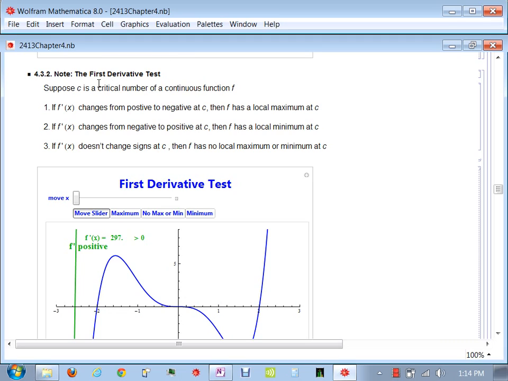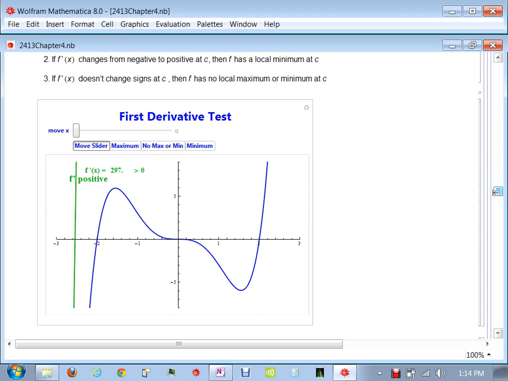So this is saying if you get some value C, like let's say 2, and you go to 2 on this function and the derivative is 0 there, or the derivative is undefined there or doesn't exist there, then there's this check you can do. If the derivative changes from positive to negative at that point, then we have a local maximum. If the derivative changes from negative to positive, then we have a local minimum. And if it doesn't change at all, we don't have a local maximum or a local minimum. So let's try and figure out what that means by looking at this here.